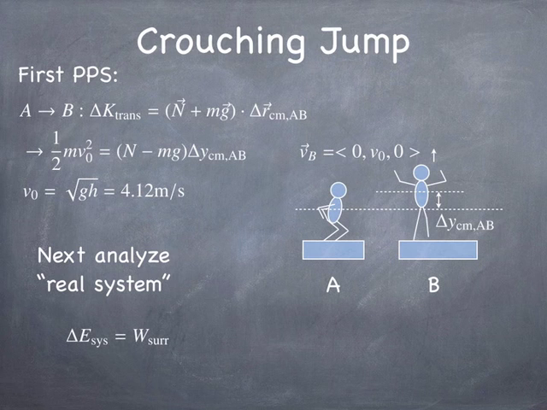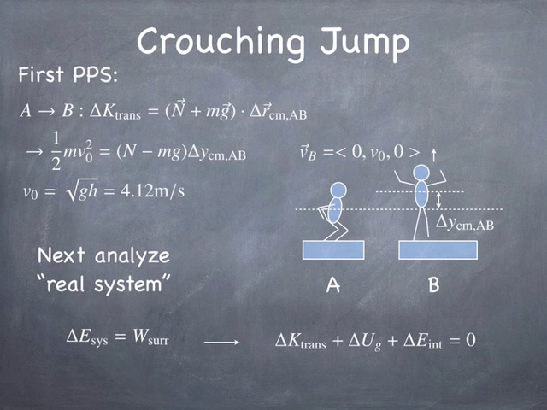The change in the energy of the system, the real system now, is equal to the work done on the system by the surroundings. Now we have to decide what our real system is going to include. I've chosen to include the jumper, include the earth, but not anything else. So let's see how that works.